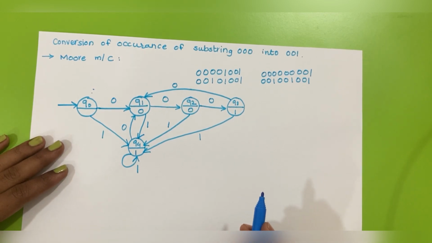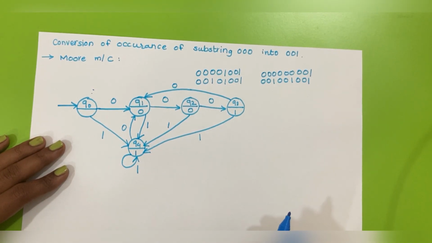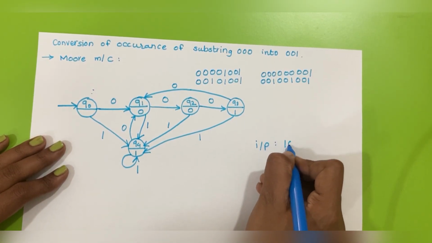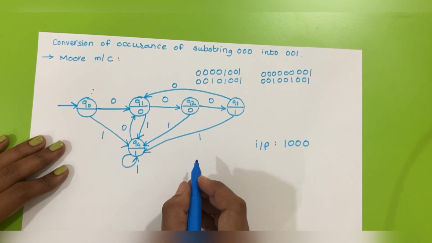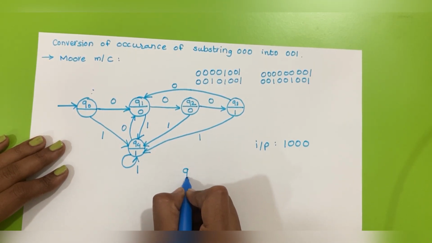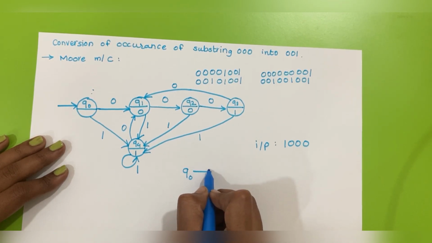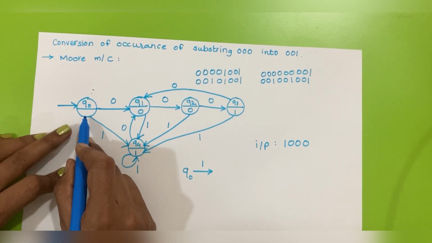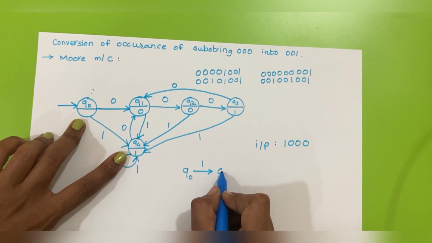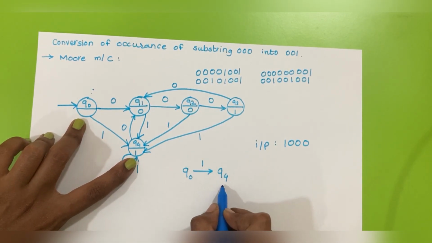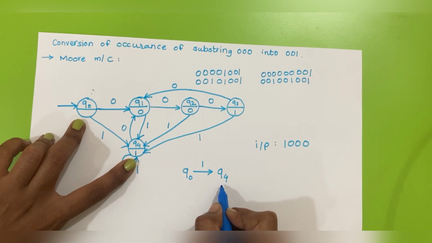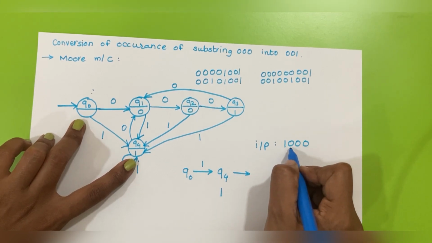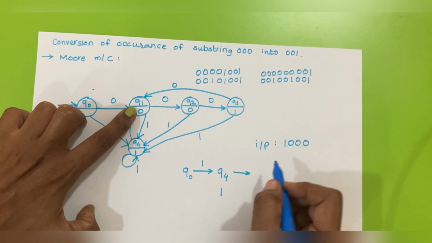We'll see whether the given string will be converted into the required string. Suppose we take the input string as 1000. We'll see how that will be converted using this diagram. From Q0, if we supply the first input symbol 1, then it will go to state Q4, and Q4's output symbol is 1, so this will be converted into 1. Now at Q4 the next input symbol is 0. If we have 0, then it will go to state Q1.